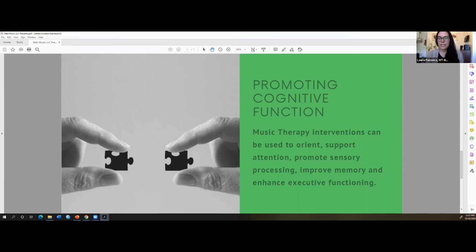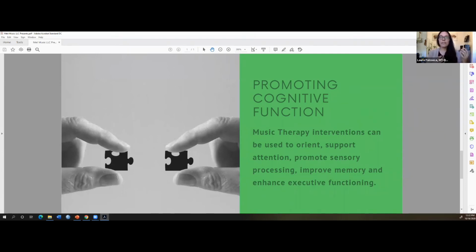And so these are very specific protocols for very specific needs. So it might be something like using an instrument in an unconventional way in order to promote a certain range of motion.